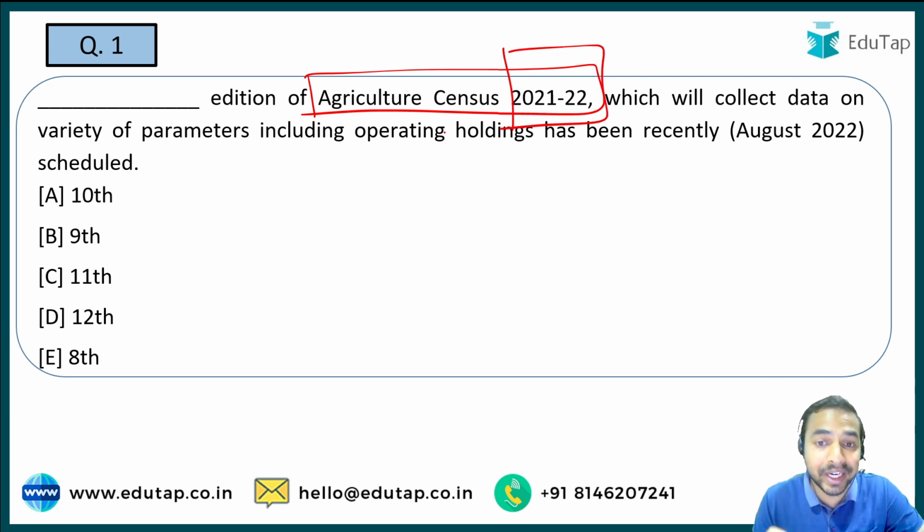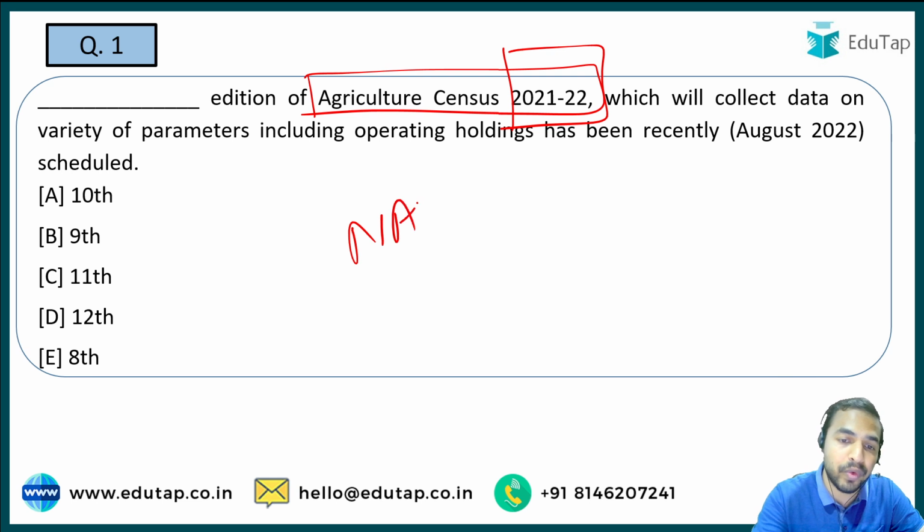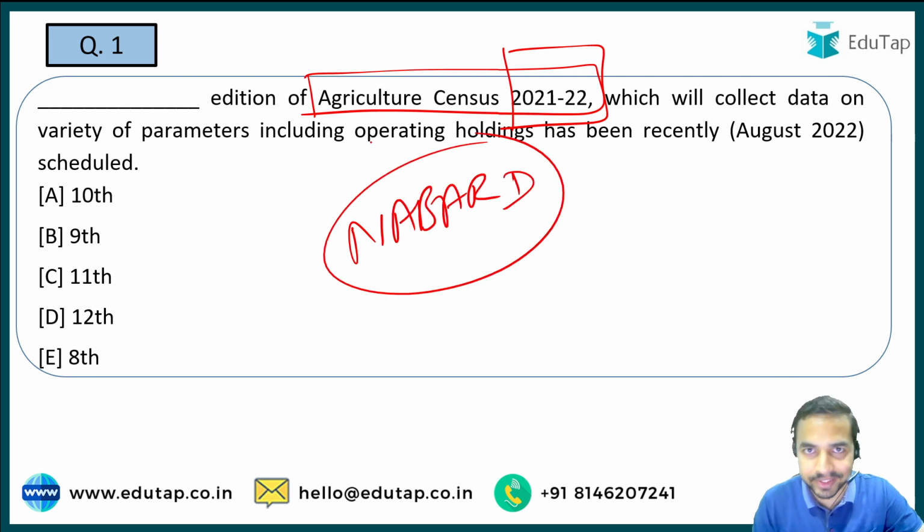See, we all know that the Agriculture Census is a very important and must-do report for the NABARD exam. For the NABARD Grade exam, the Agriculture Census is very important, and that's why you are required to cover this census very comprehensively in order to ace the exam.